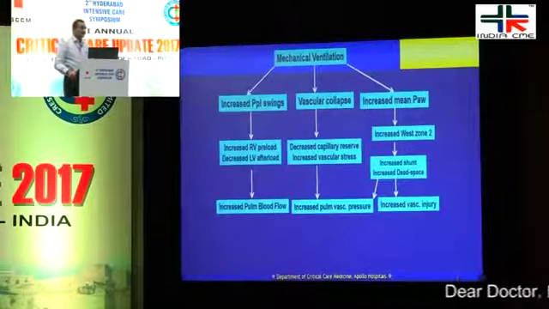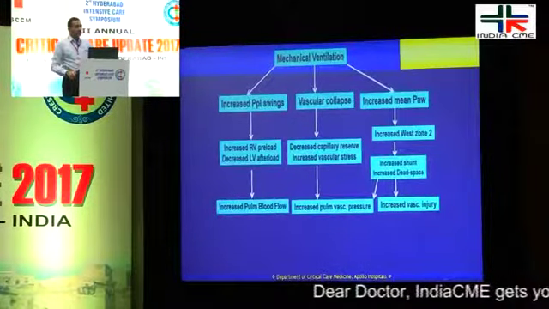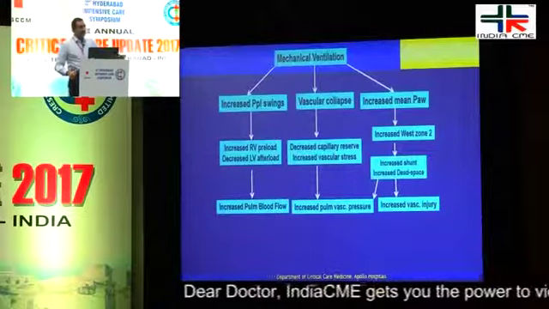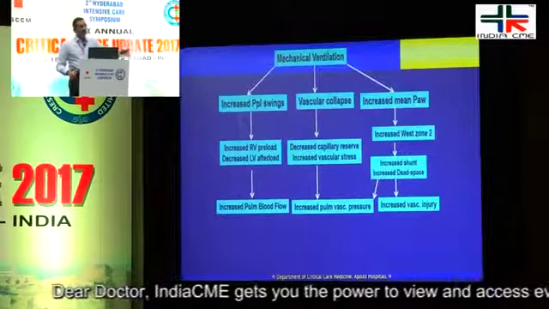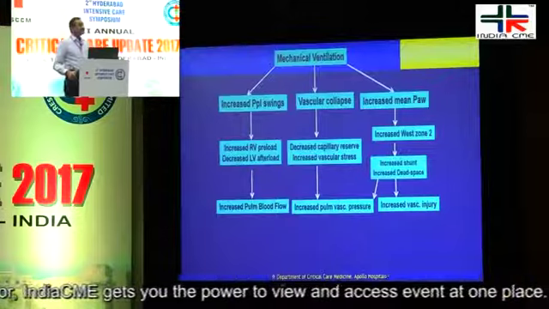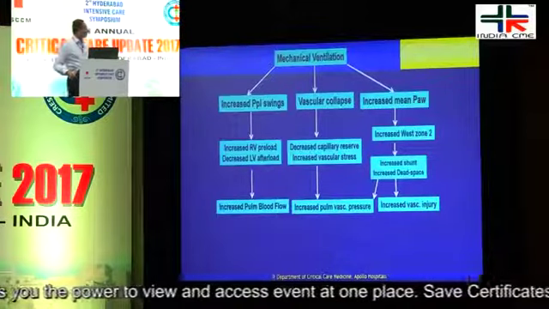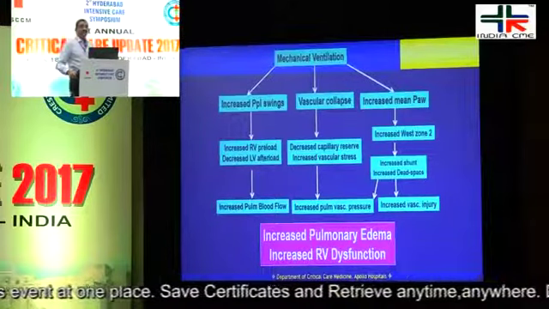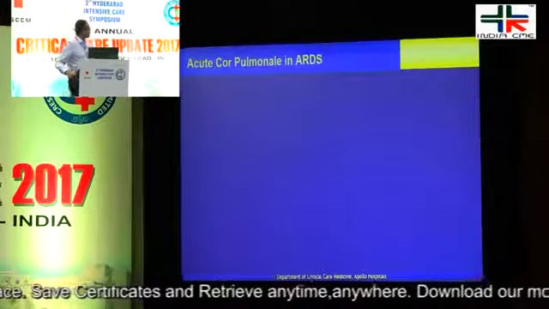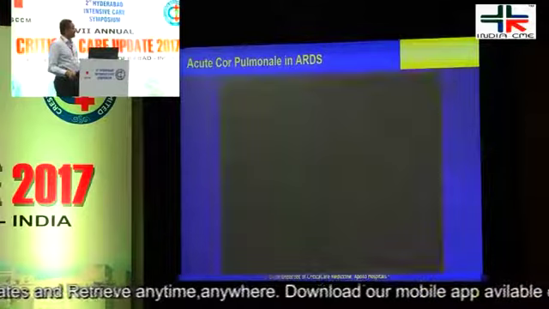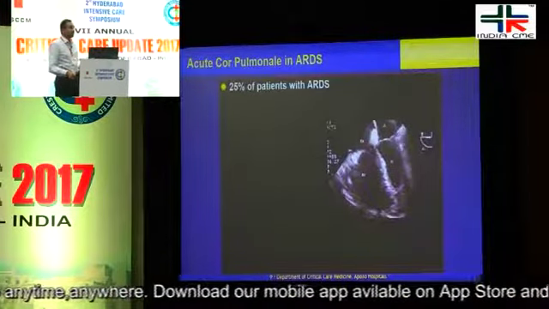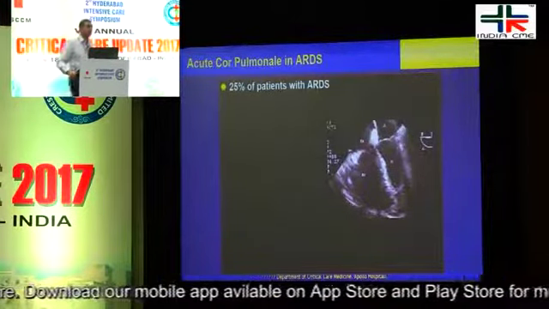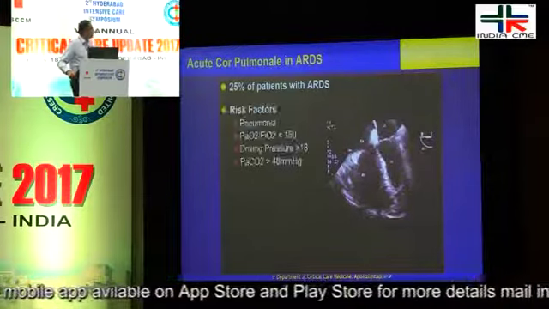So on one end, I am increasing my RV preload, putting more blood in the pulmonary circulation, increasing the pulmonary vasculature, decreasing my LV function, and causing significant stress both to the pulmonary endothelium and the alveoli, all of which are going to cause worsening pulmonary edema and significant amounts of right ventricular dysfunction. And this has been very clearly shown in patients with ARDS. 25% of patients with ARDS have acute RV dysfunction and cor pulmonale, making it very important.